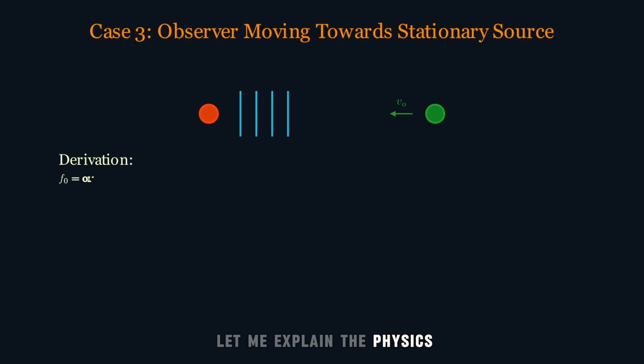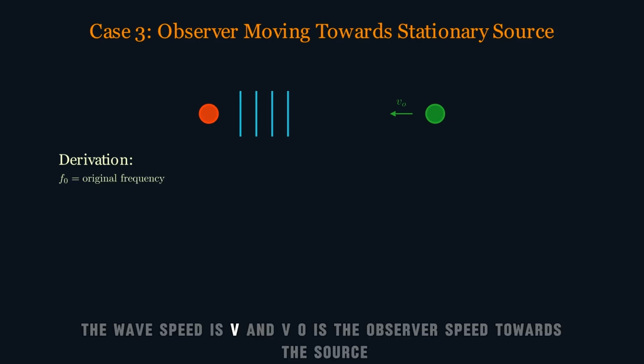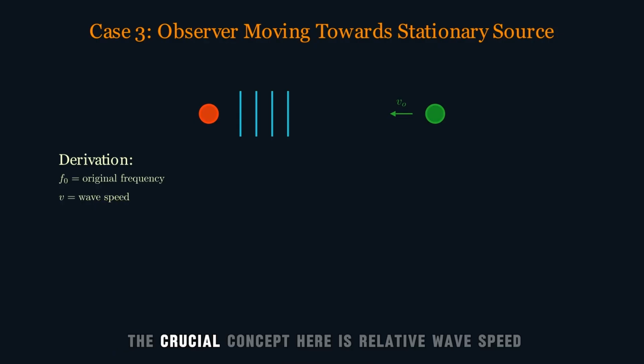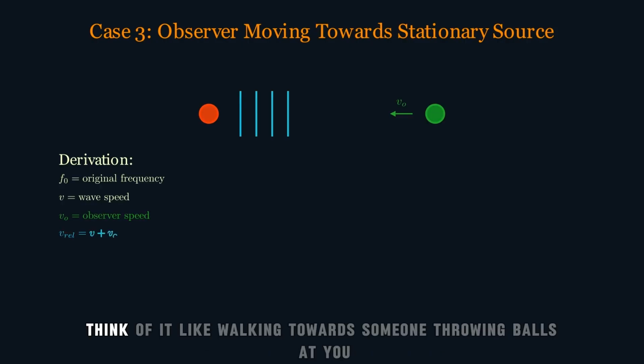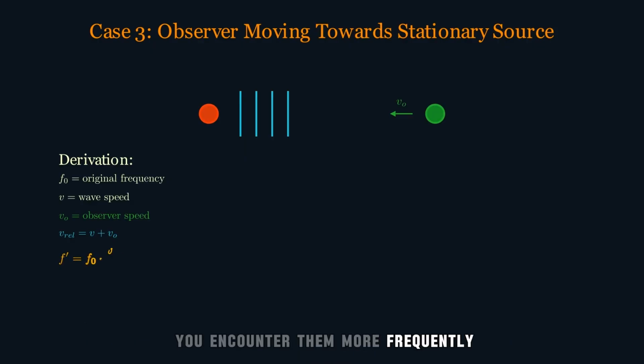Let me explain the physics. The original frequency is f0, the wave speed is v, and vo is the observer speed towards the source. The crucial concept here is relative wave speed. From the observer's perspective, the waves are approaching at a speed of v plus vo. Think of it like walking towards someone throwing balls at you. You encounter them more frequently.